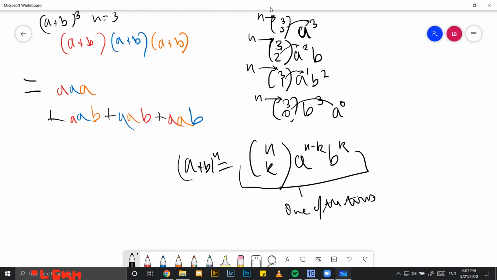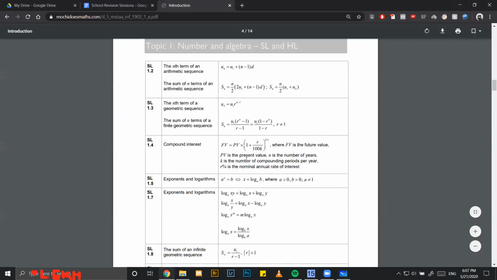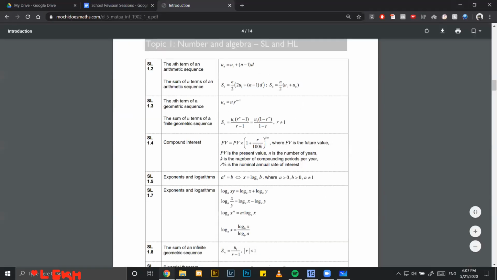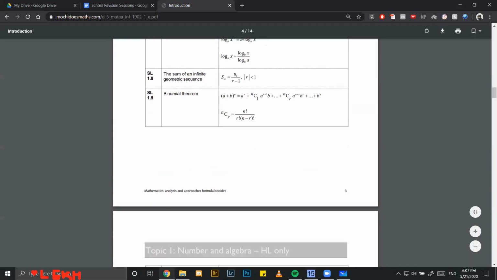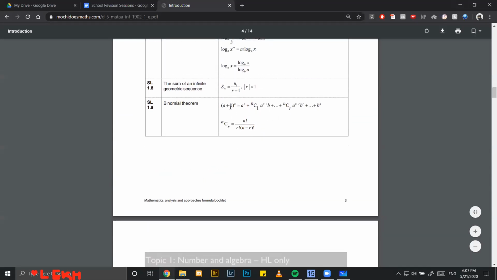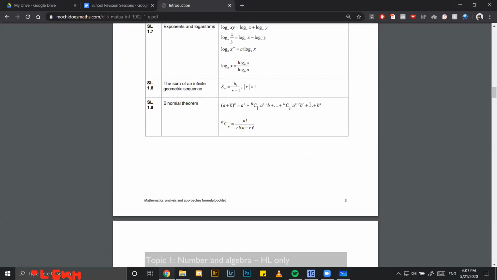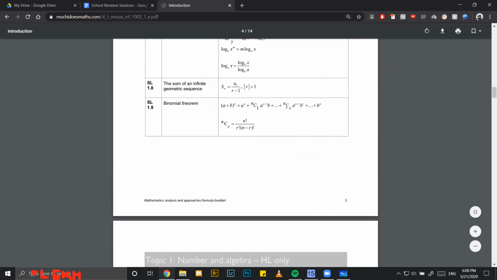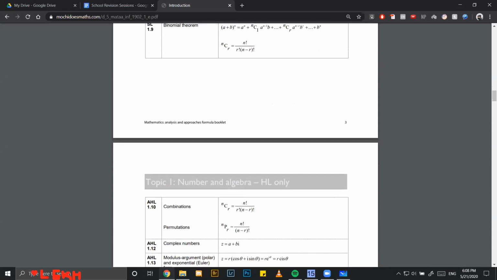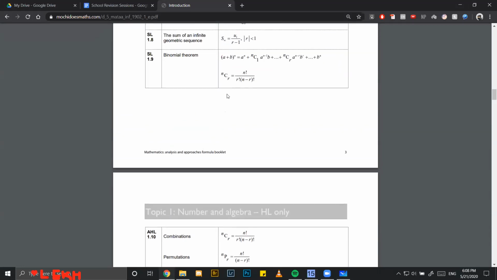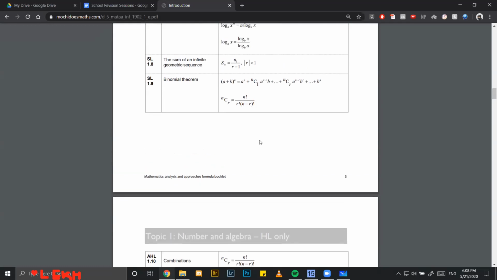And this comes up in your data booklet right over here. Under your binomial theorem, you have a plus b to the power n is equal to a to the n plus nC1, a to the n minus 1 times b. And then over here is the general term I just came up with. They use the C notation, nCr, so n choose r. I use the bracket notation. You can use either one, there are no issues with either. Just make sure that you know what nCr means. So using this, you'll be able to do it.